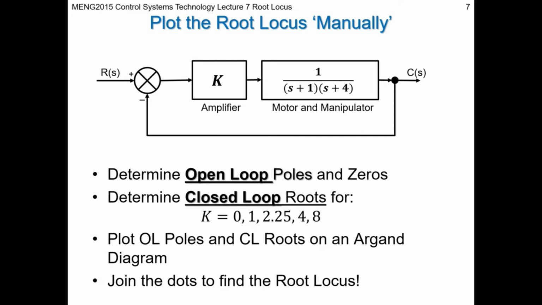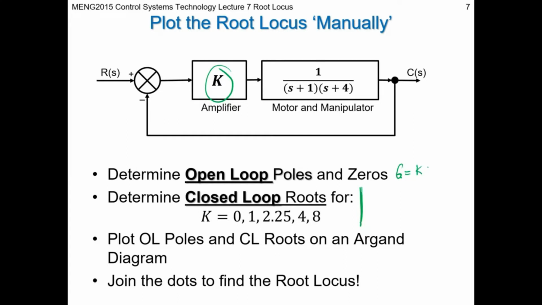Let's determine the closed loop roots. Now, this is moving on one stage, because we're not just looking at what we did before, which is to find the open loop poles and zeros, but now we actually want to determine the closed loop roots for varying values of k. So our amplifier k, or our controller here, we're changing that, creating different values of k, and for each value of k, we want to determine the location of our closed loop roots. So our open loop transfer function will be used for determining our open loop poles and zeros.